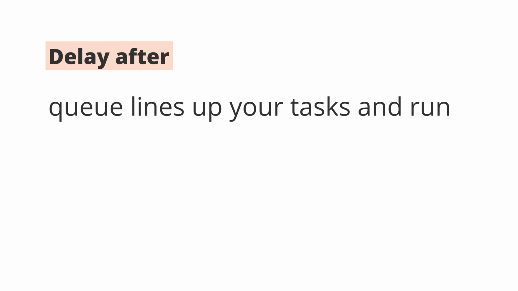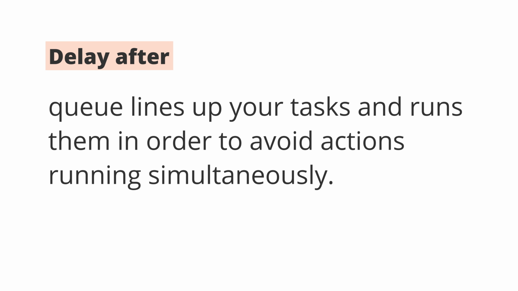Third, delay after queue. When a Zap triggers, it runs from top to bottom in the Zap editor. So when you have a multi-step Zap, your actions will run at the same time or within seconds of each other. But if you want to space out the timing of when your actions run, you'd use delay after queue. It lines up your tasks and runs them one at a time, so it prevents steps from running simultaneously.